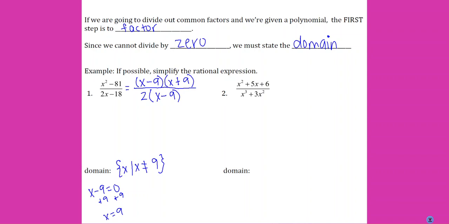Now that we've stated the domain, we can go back and cancel any common factors. There's a factor of x minus 9 on the top and on the bottom, so those can cancel out. That leaves us with x plus 9 over 2.